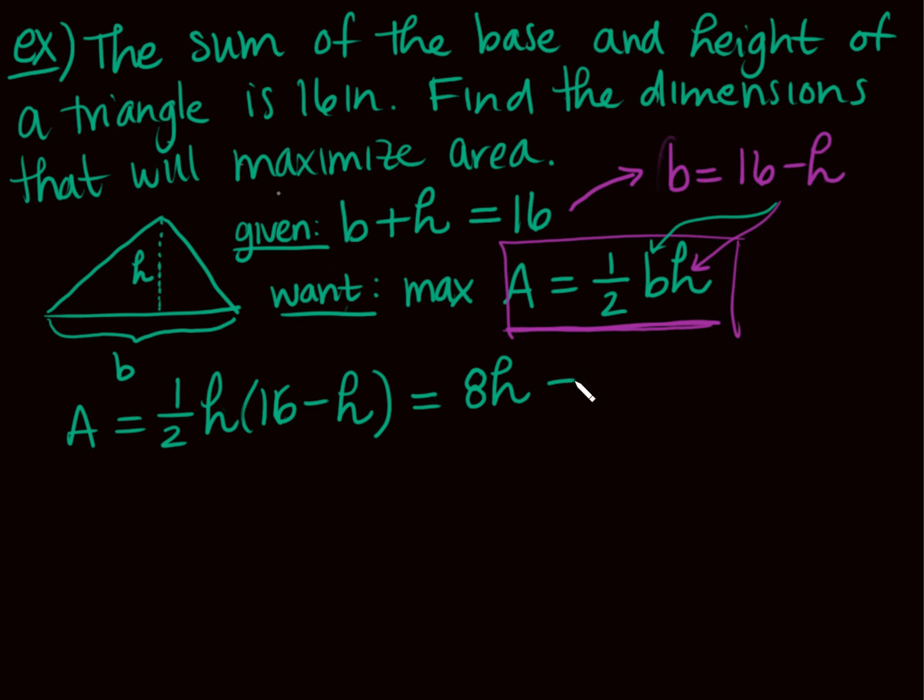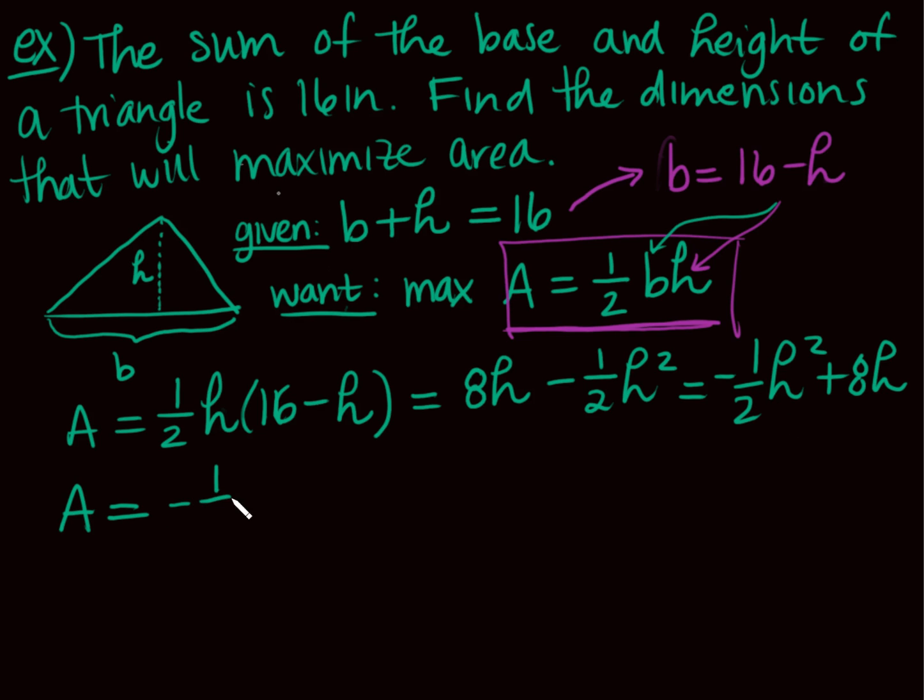I'm going to take the 1/2 h through. Oh, look at that. That is so weird. Why is that so weird? Because we got a quadratic. Well, who would have thunk it? All right, so I have a negative 1/2 h squared plus 8h, and I'm ready to go. This is good news, right?